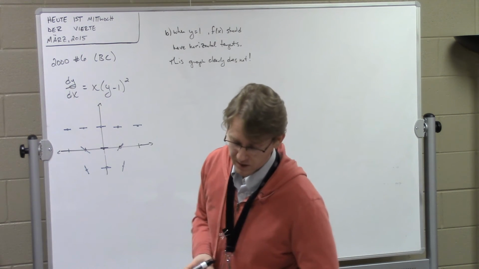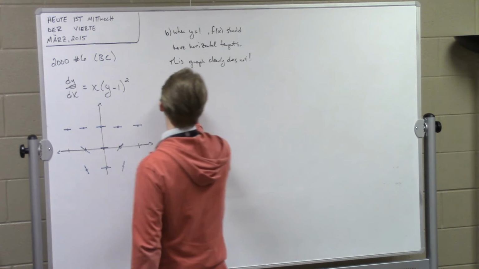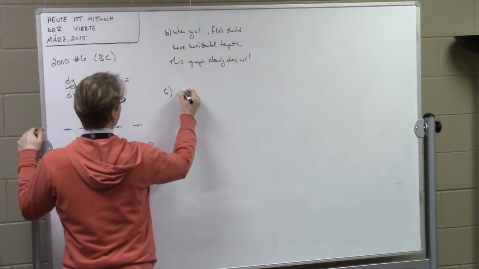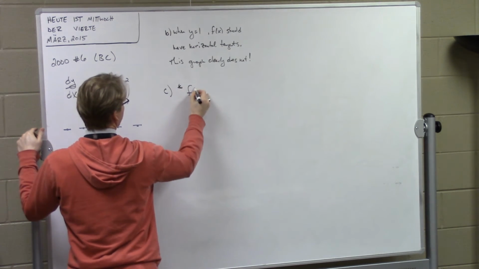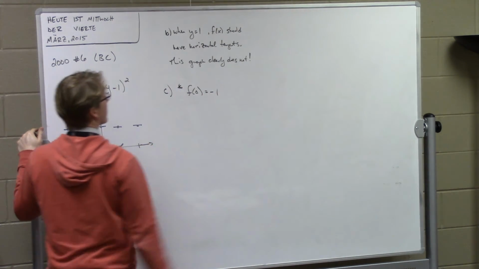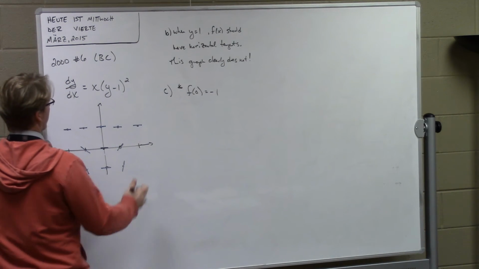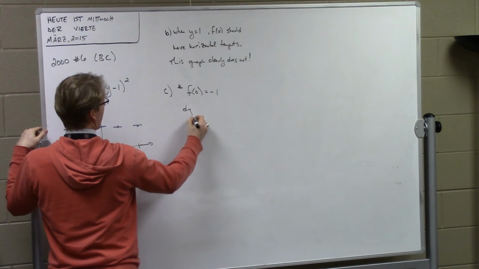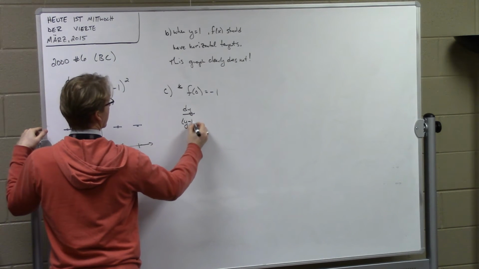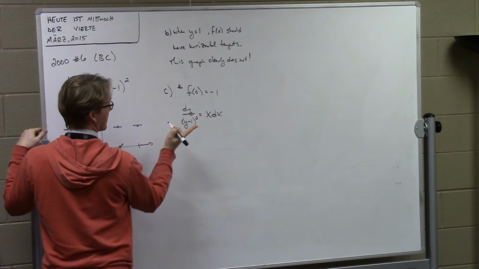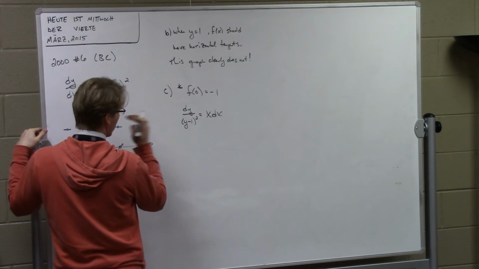All right, find the particular solution to the given differential equation with the initial condition f of 0 equals -1. So here's our dy dx, and we're going to use the initial condition that f of 0 equals -1. All right, rock and roll. Separate the variables, we're going to get dy over y minus 1 squared is equal to x dx, not natural log. It is a u sub, however.